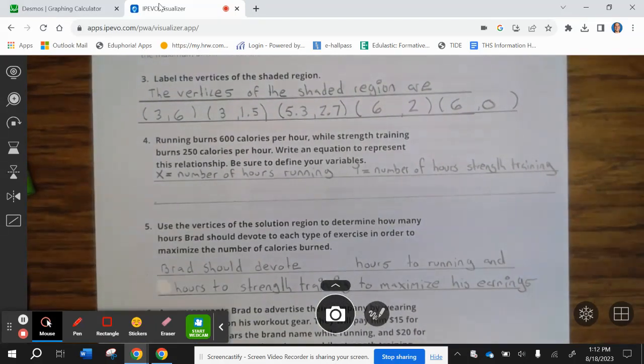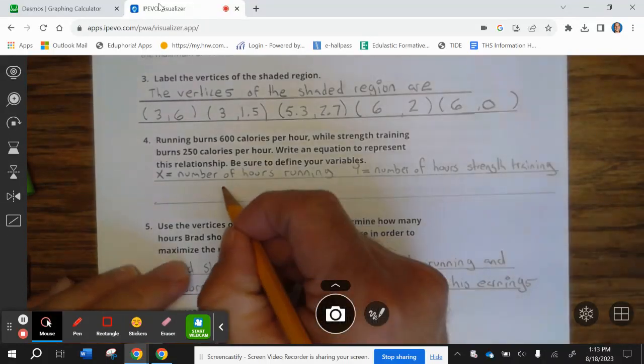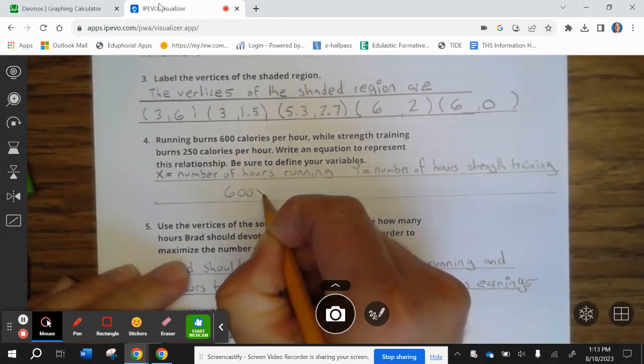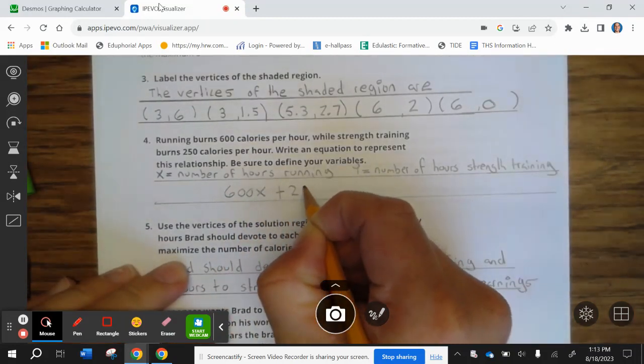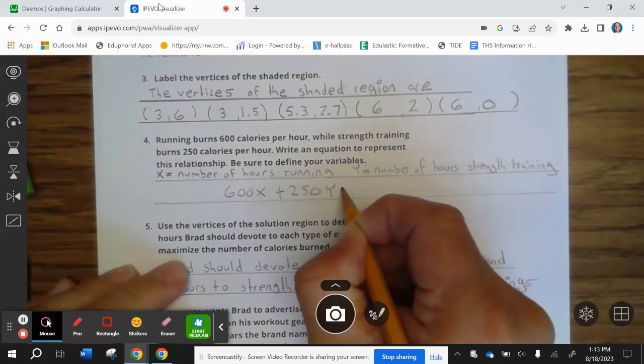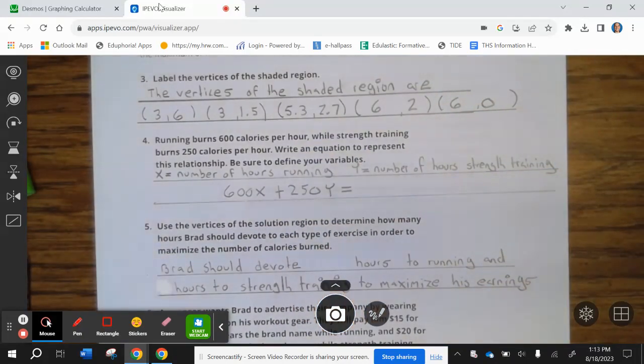Now, running burns 600 calories per hour, while strength training burns 250 calories per hour. Write an equation to represent the relationship, and be sure to define your variables. x is the number of hours running, and y is the number of hours strength training. So that's 600x plus 250y equals W.